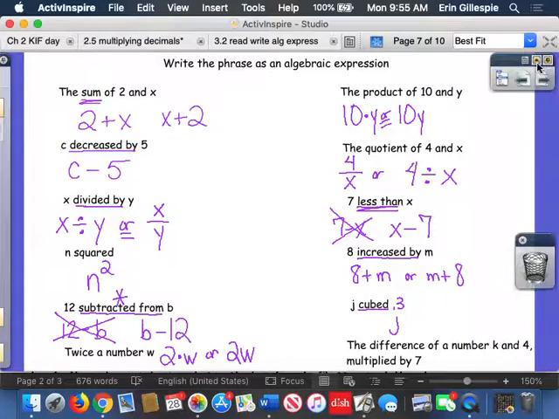And then this one was a little challenge one at the end there. The difference of a number k and 4, multiplied by 7. So see this comma? That means this all has to go together, so I'm going to put it in parentheses. The difference would be subtracting, k minus 4, and then that gets multiplied by 7. So that ensures that the difference, I subtract first, then gets multiplied by 7.